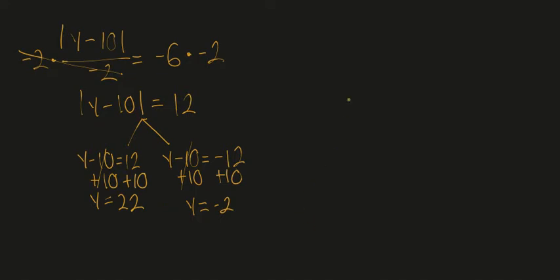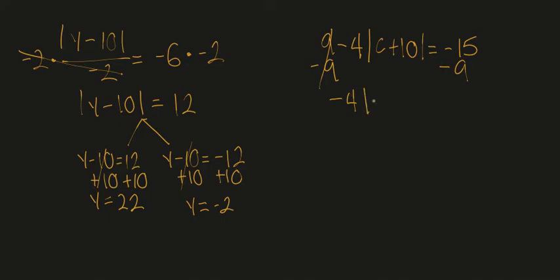The last question that we're going to go over today is 9 minus 4 times the absolute value of c plus 10, which equals -15. Remember, our first goal is to get the absolute value by itself. We do that first by subtracting 9 on both sides. On the left side, we're left with negative 4 times the absolute value of c plus 10, which equals negative 15 minus 9, which will be negative 24. The next step will be to divide by negative 4 on both sides.